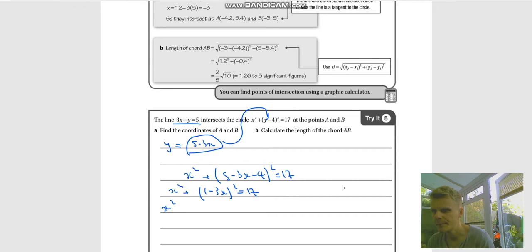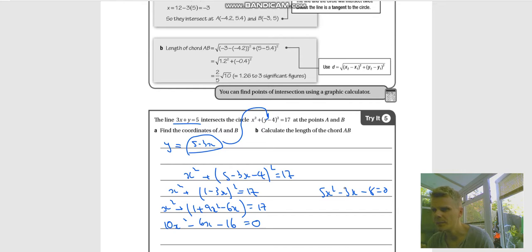Expand that bracket, so we get 1 minus 3x, so we get plus 9x squared, minus 3x twice, so minus 6x, equals 17. And then if I expand that, we get 10x squared minus 6x. And I've got plus 1 on this side and 17 on this side, so I'll take away the 17, so we get minus 16 equals 0. I'll divide it by 2 to get 5x squared minus 3x minus 8 equals 0.